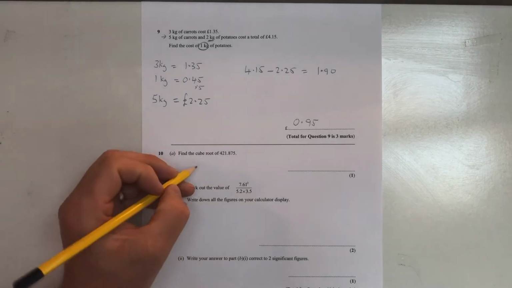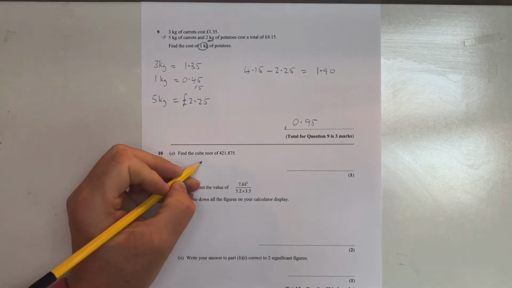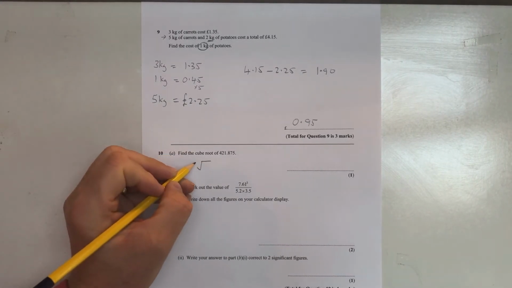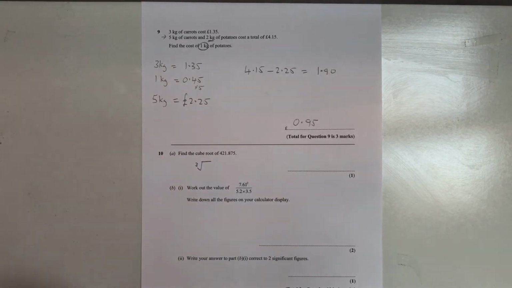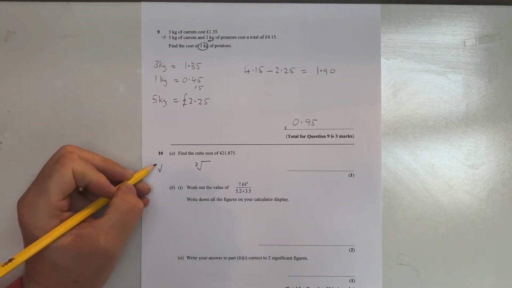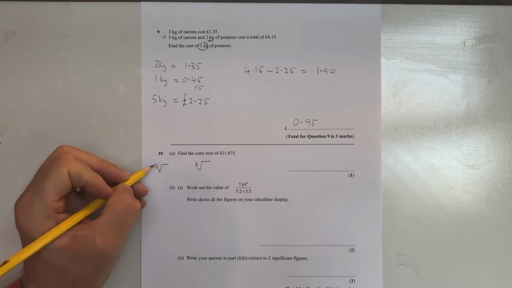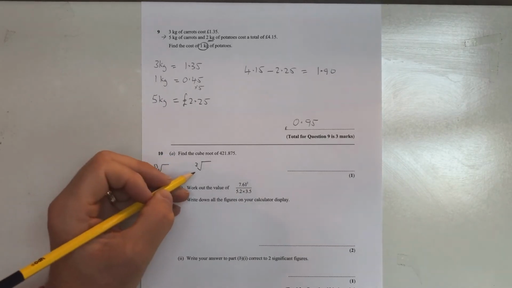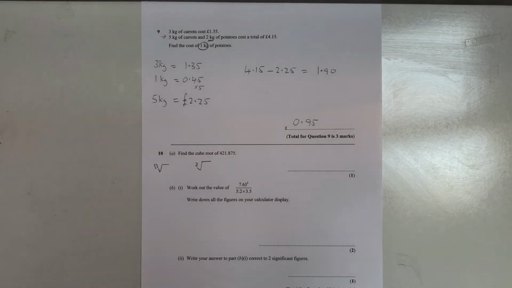Now there is a cube root button on the calculator which looks like that. However, you could use the button as the square in front and put a 3 before you press that button. So there's 2 buttons you could actually use. If I hit the cube root button and then type the 421.875 equals, and we get 7.5.